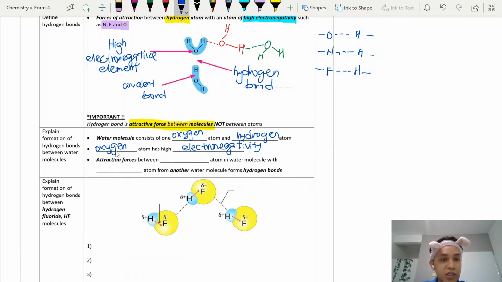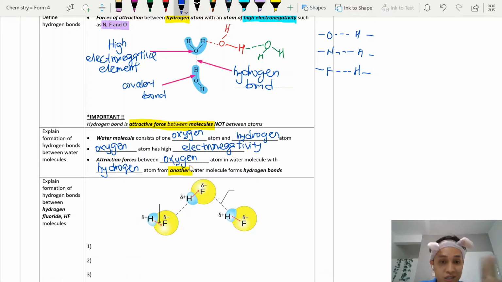Okay, and then we mention the attraction forces between the oxygen atom in a water molecule and the hydrogen atom from another water molecule. You need to include this in your answer to show that you understand the bond is formed between two different water molecules. That's why you need to put in this key phrase here.